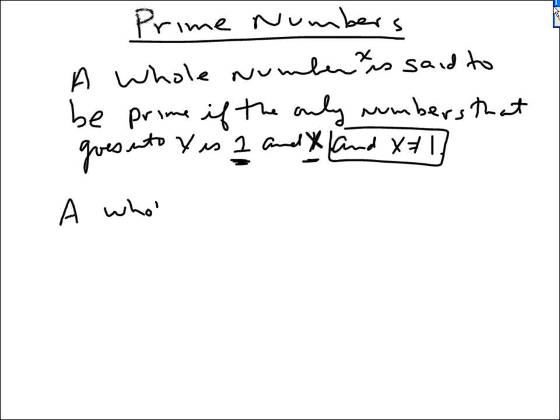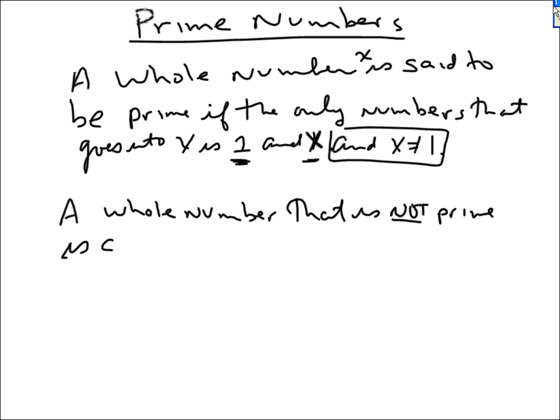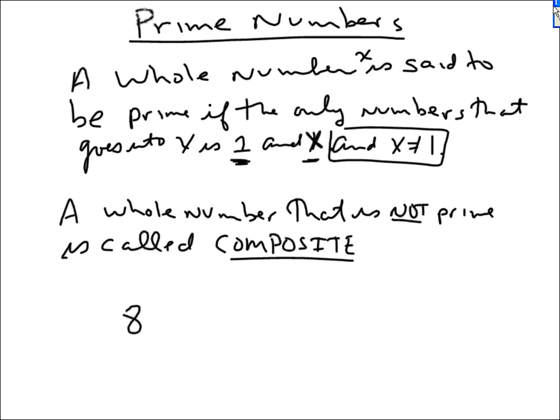A whole number that is not prime is called composite. The number is composite if it's not prime. That is, 8 is composite, because some number other than 1 and the number itself goes into it. Like 2 goes into 8 4 times, and 4 goes into 8 evenly. So 8 is not prime.